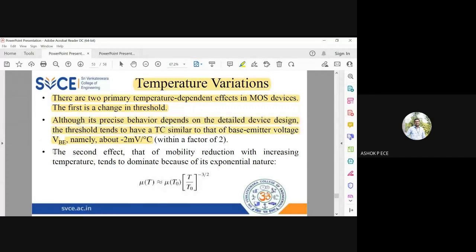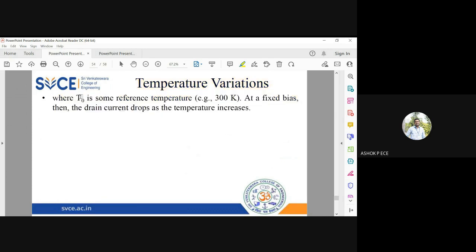Okay. And the second effect is the mobility reduction. As the temperature increases, the electrons will not move faster. So you can see mobility at a particular temperature is proportional to temperature power minus 3 by 2. So the mobility is going to reduce as the temperature increases. T naught is the standard temperature where you measure the mobility, and T is the temperature at which you find the value of mobility. T naught, room temperature, you might take it as 300 K.